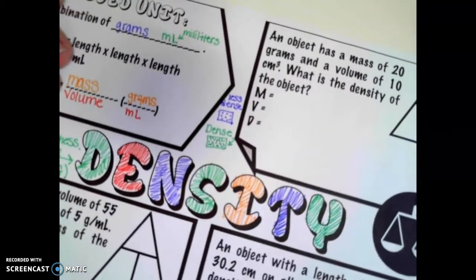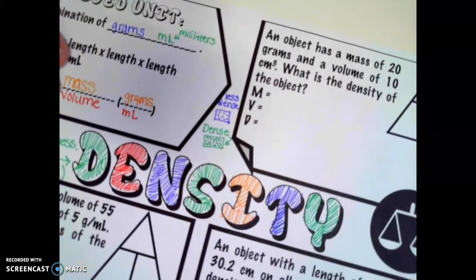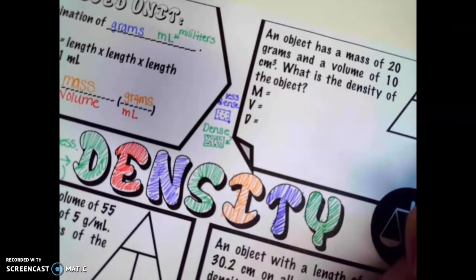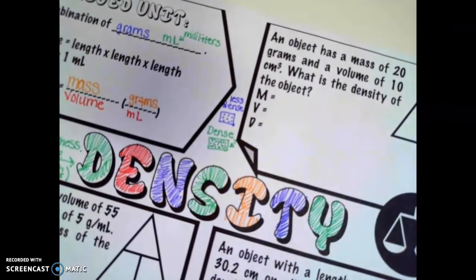An object has a mass of 20 grams and a volume of 10 centimeters cubed.